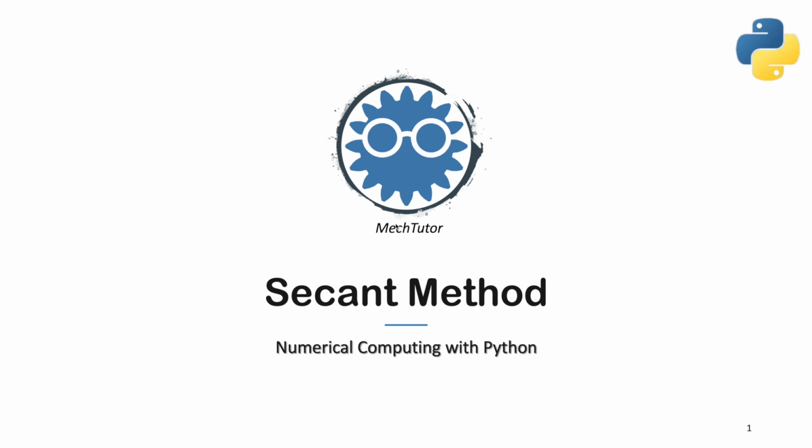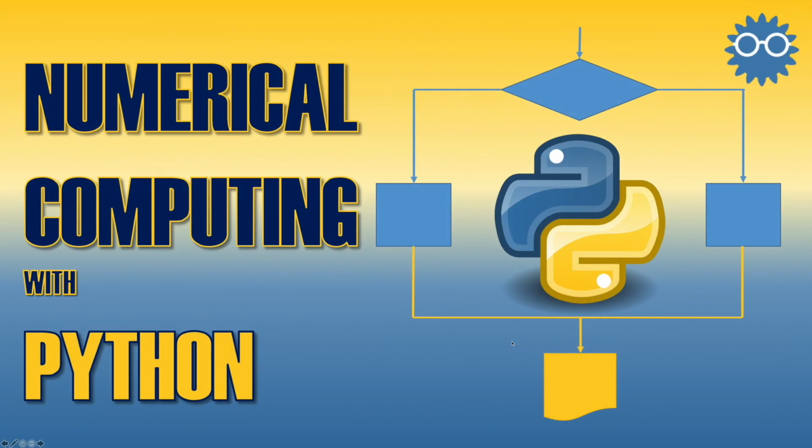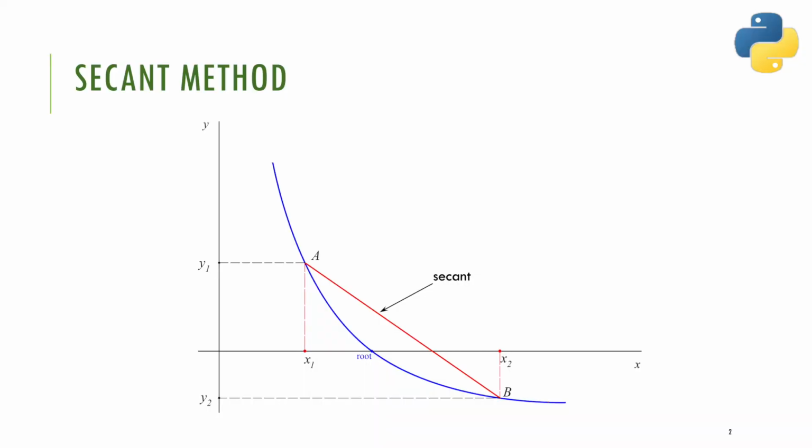Hello. In this video, I will show you how to program the secant method to solve a nonlinear equation. The secant method is similar to bisection and regula falsi methods, so it starts with two initial guess values of x. But the secant method does not require that the expected position of the root should be between the initial values. Therefore, the corresponding values of y could be at the opposite or the same sides of the x-axis.